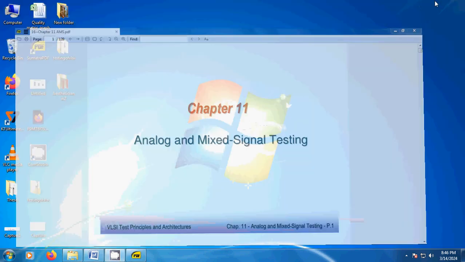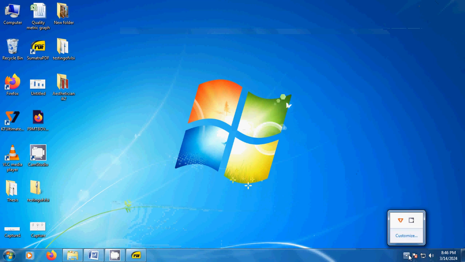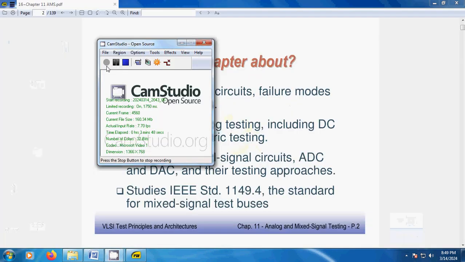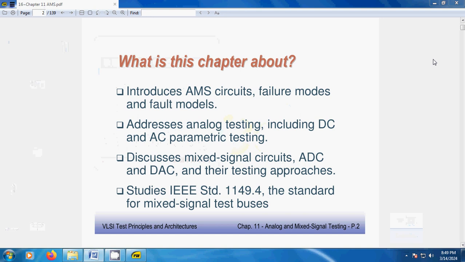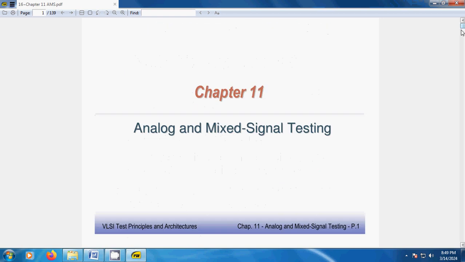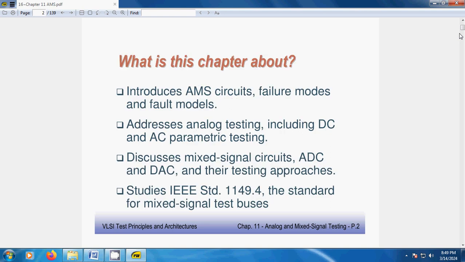Okay, welcome back. So let us move into the syllabus that we are dealing with. As I told you before, this chapter deals with analog and mixed signal testing. What are we going to learn in this unit? First, we are going to see what analog and mixed signal circuits are, what failure modes and fault models are available for analog and mixed signal, and what different parameters can be focused on for testing these types of ICs.